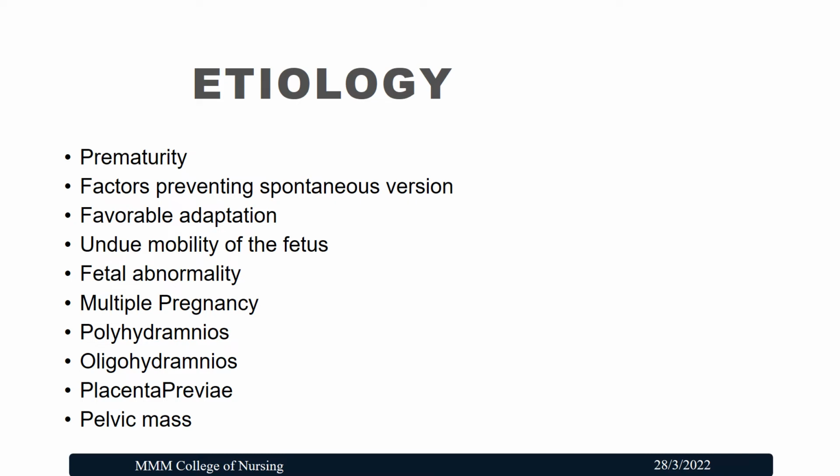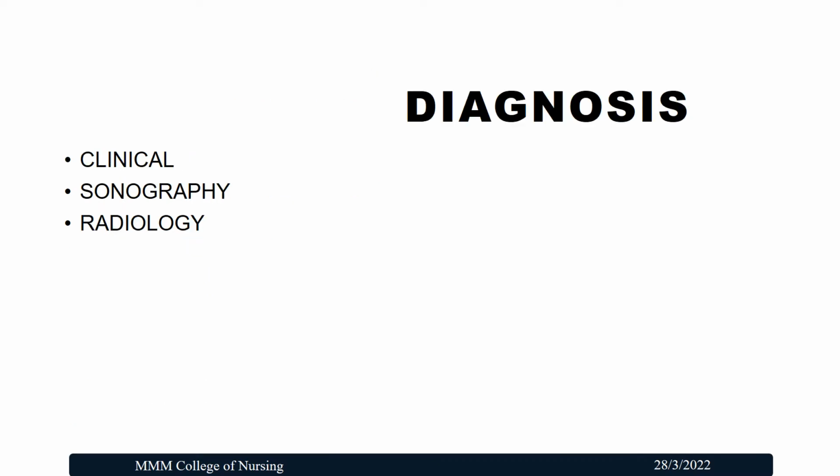Etiology: prematurity, factors preventing spontaneous version, favorable adaptation, undue mobility of the fetus, fetal abnormality, multiple pregnancy, polyhydramnios, oligohydramnios, placenta previa, pelvic mass. Diagnosis: clinical, by palpation we can find out; sonography and radiology. By these means we can find out the breech presentation.